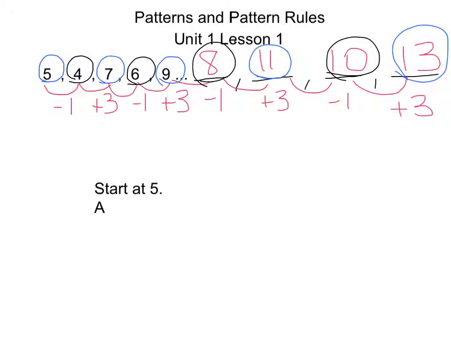calculations here. So we're going to say alternately subtract 1, then add 3. So we'll just read that. Start at 5, alternately subtract 1, then add 3. Okay, and that's all they would need. And that's how they would do that entire question.